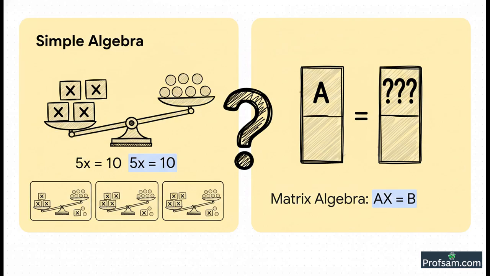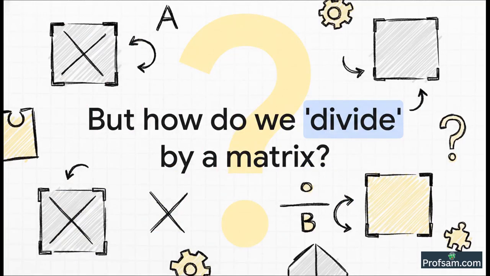We have a matrix equation, AX equals B. So what do we do here? How do we get that X all by itself? That's our big question for today. So the first thought that comes to mind is, can't we just divide B by matrix A? Simple, no? Well, here's the big twist. In the world of matrices, there is no such thing as division. It just doesn't exist. So this is a puzzle, and the solution is actually very, very clever. Let's see what it is.